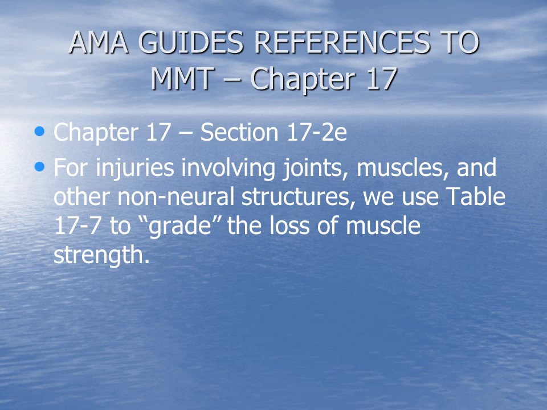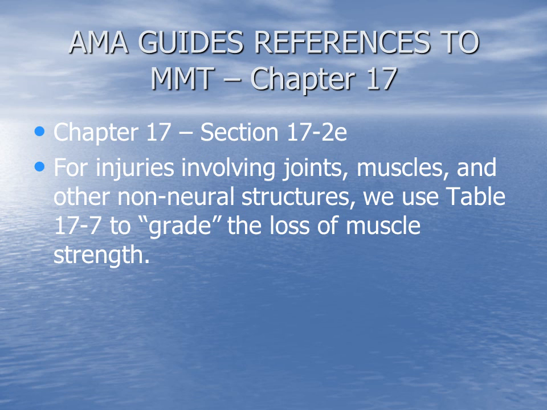Okay, in Chapter 17, the same type of philosophy prevails. In Section 17-2E, we use Table 17-7 to grade the loss of muscle strength due to injury to non-neural structures, such as injuries to joints, muscles, ligaments, tendons. In other words, non-neural structures. We use Table 17-7, and for injury to peripheral nerves, we're going to use a different table altogether.